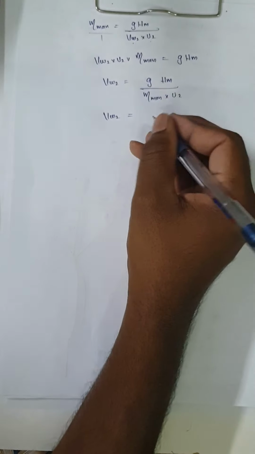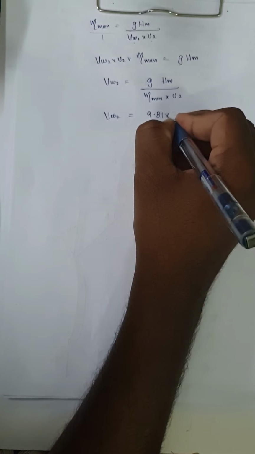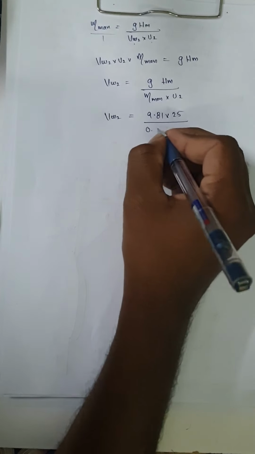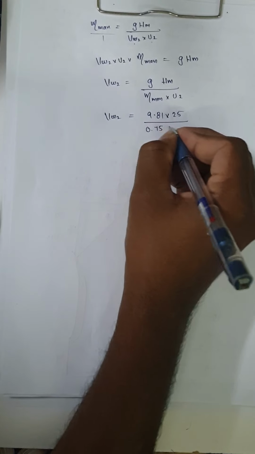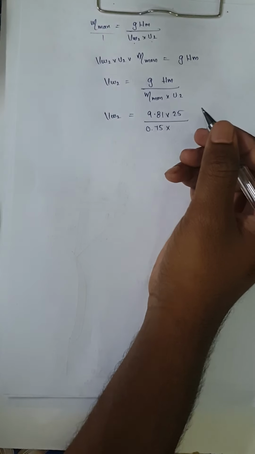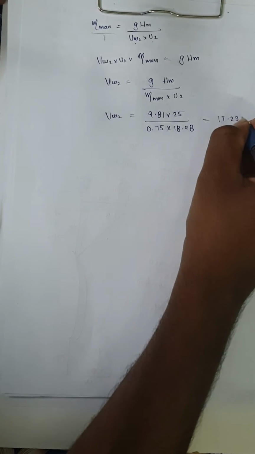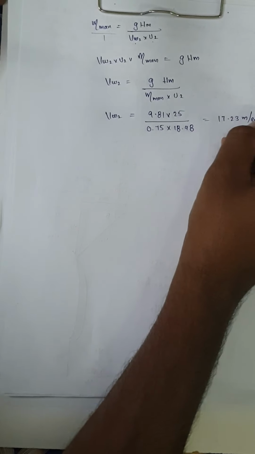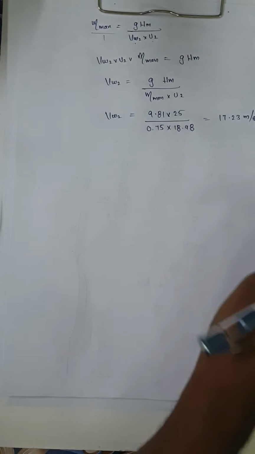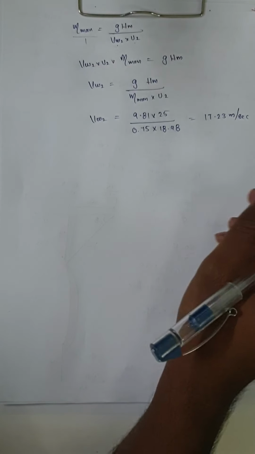So Vw2 is equal to, you know the value of g, that is standard 9.81, and Hm value is given in your question, that is 25 meter. Manometric efficiency is 0.75, it is also given in the question. U2 you just now got, that is 18.98. If you solve this one, you will get 17.23 meter per second. Whirl velocity at outlet, 17.23 meter per second.